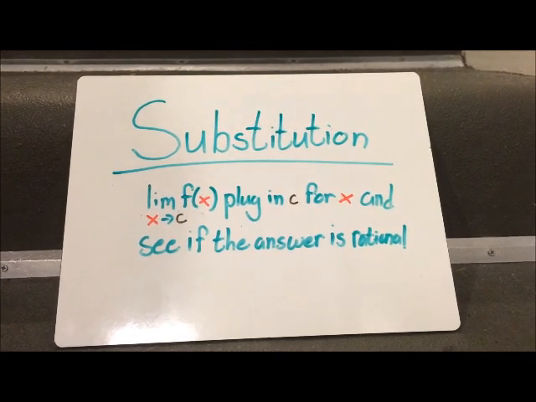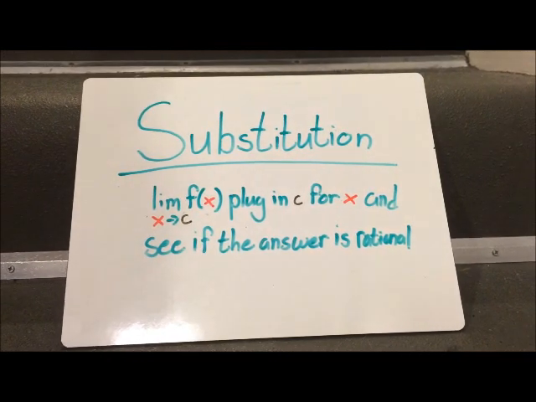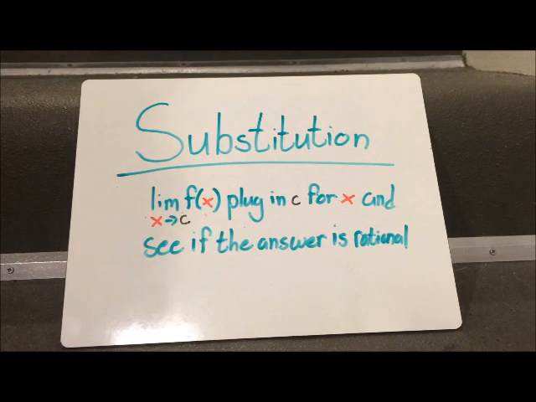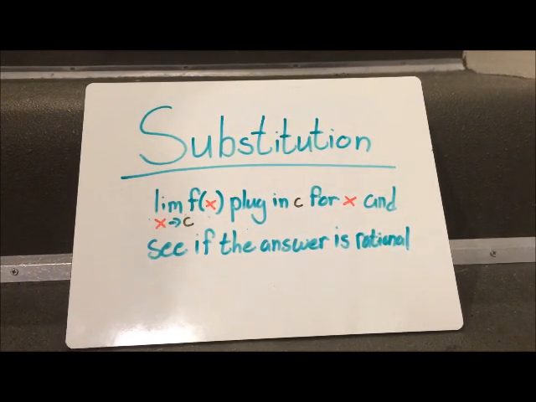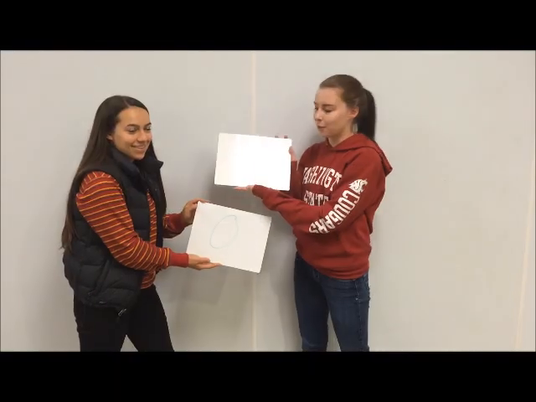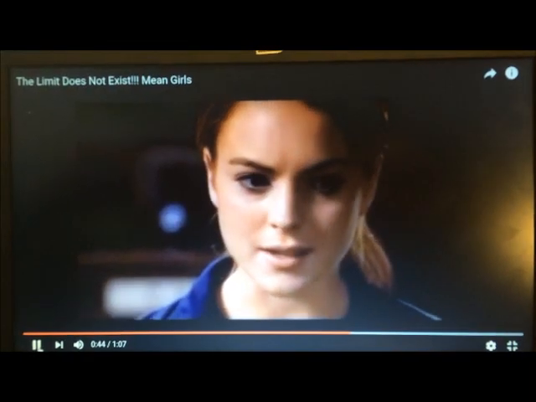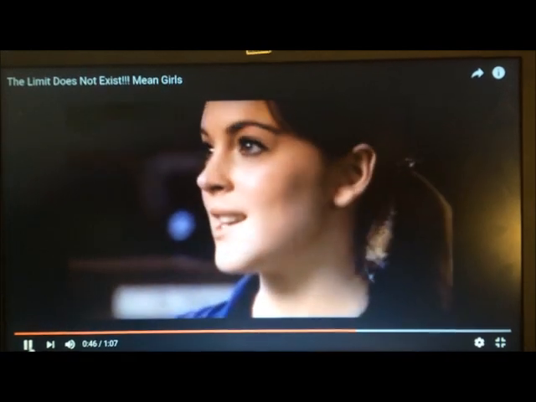Finding a limit at a point is substitution, where for the limit of f of x as x approaches c, you plug in c for x and see if the answer is rational. So remember these rules when substituting. When you get down to it, if you get a number over 0, the limit does not exist.